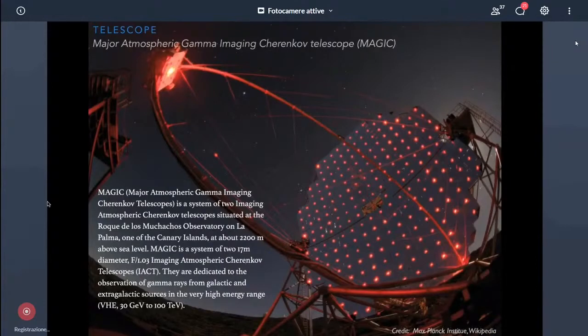This is the MAGIC telescope. This telescope is usually dedicated to observation in very high energy emission. For example, it observes gamma ray emission sources in the very high energy range, which can reach from 13 GeV to 100 TeV. The first GRB with TeV emission was detected by MAGIC last year.